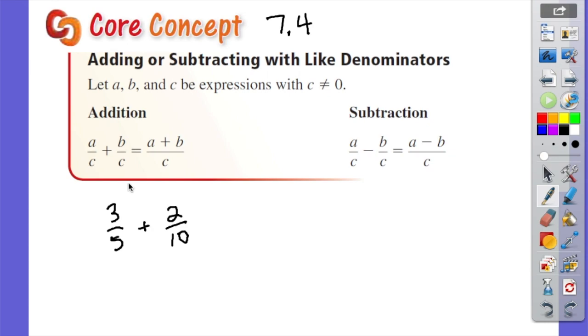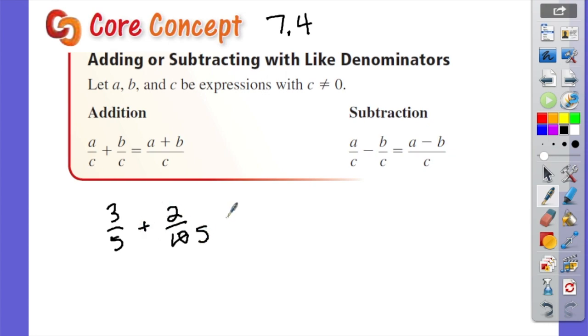So we're working on section 7.4, adding and subtracting rational expressions, and I need you to go back to 4th grade to remember what it's like to add and subtract with like denominators, which is really easy. So this is unlike denominators. So let me write one that has like denominators. So let's just pretend that's a 5.